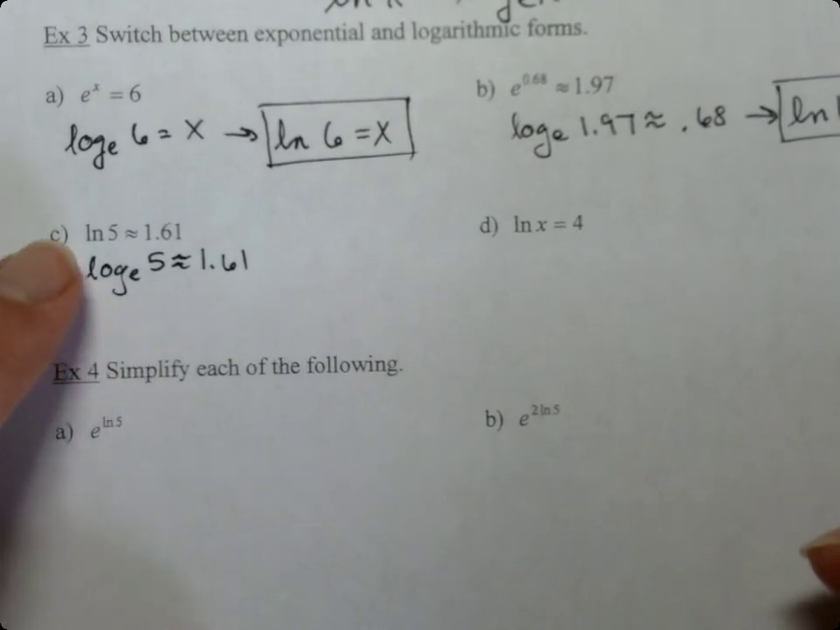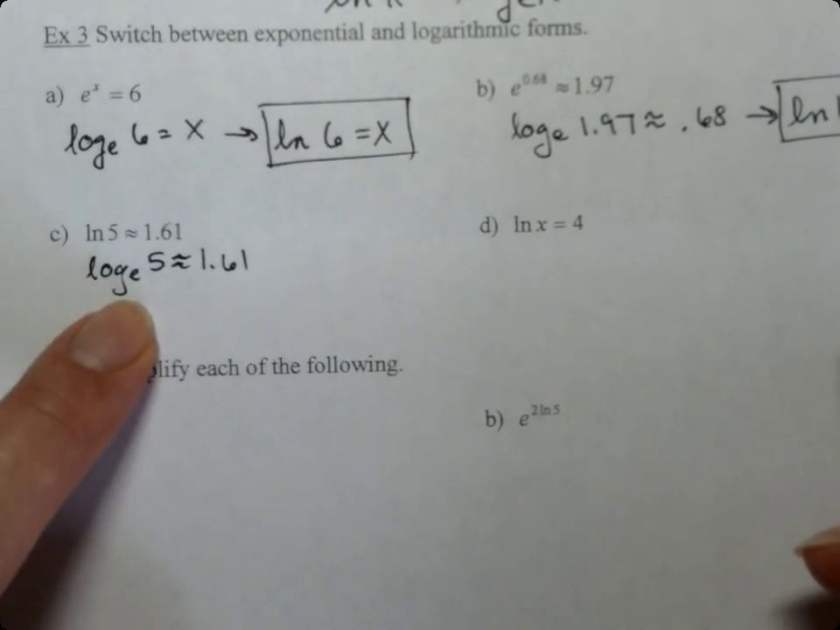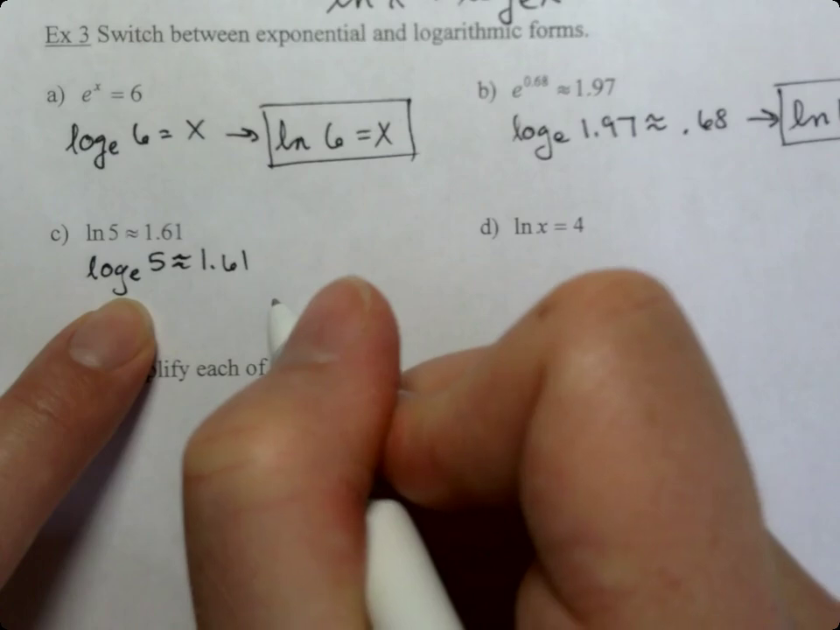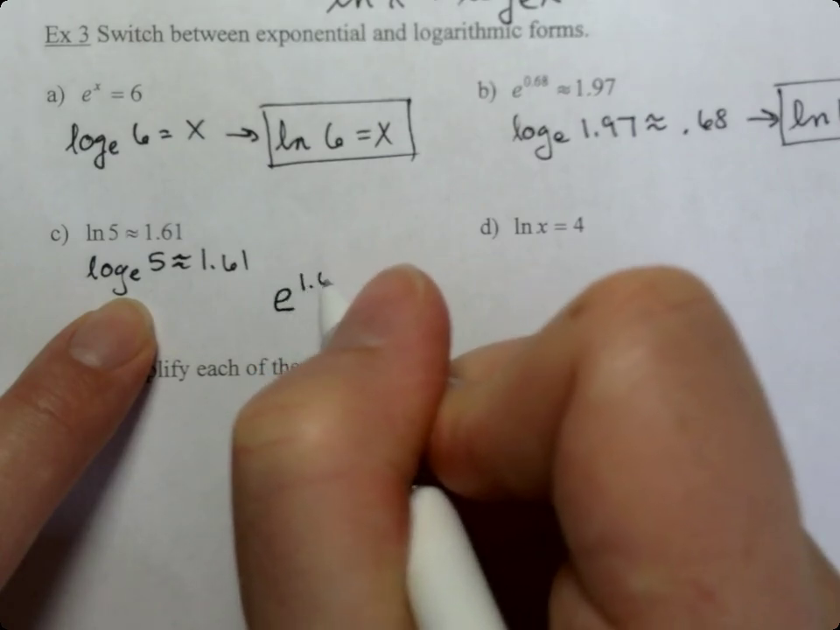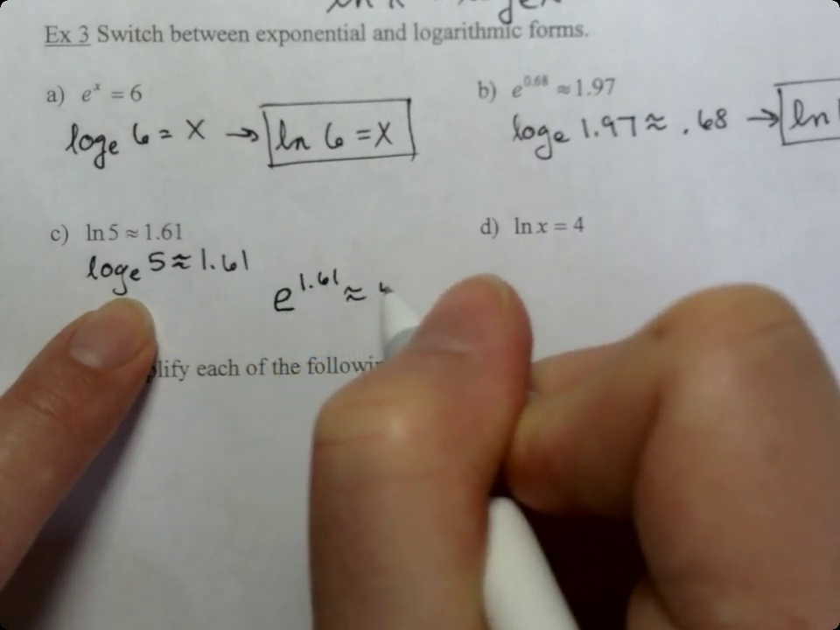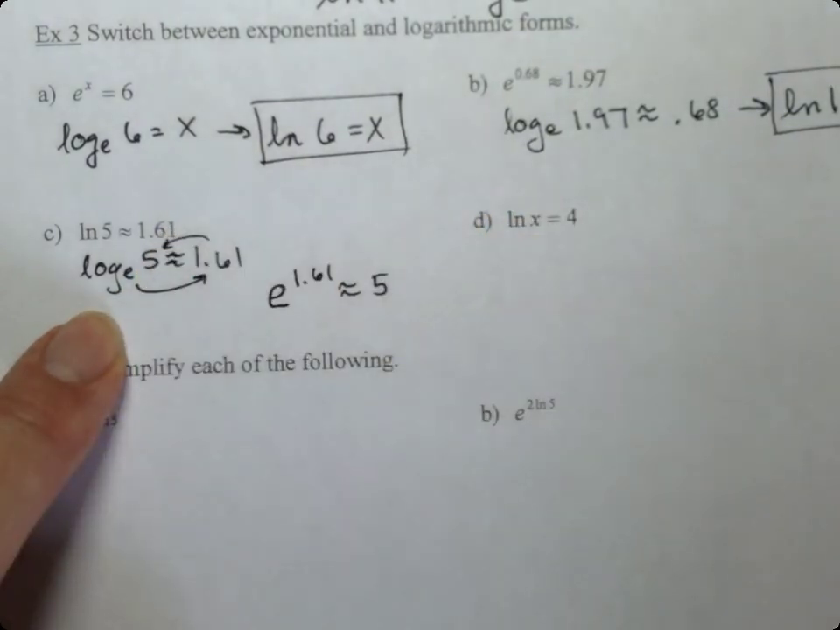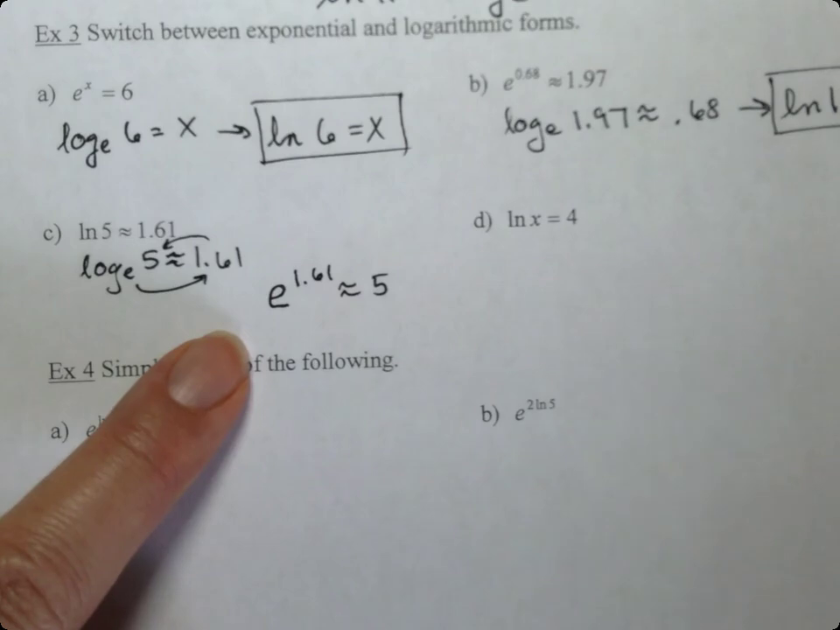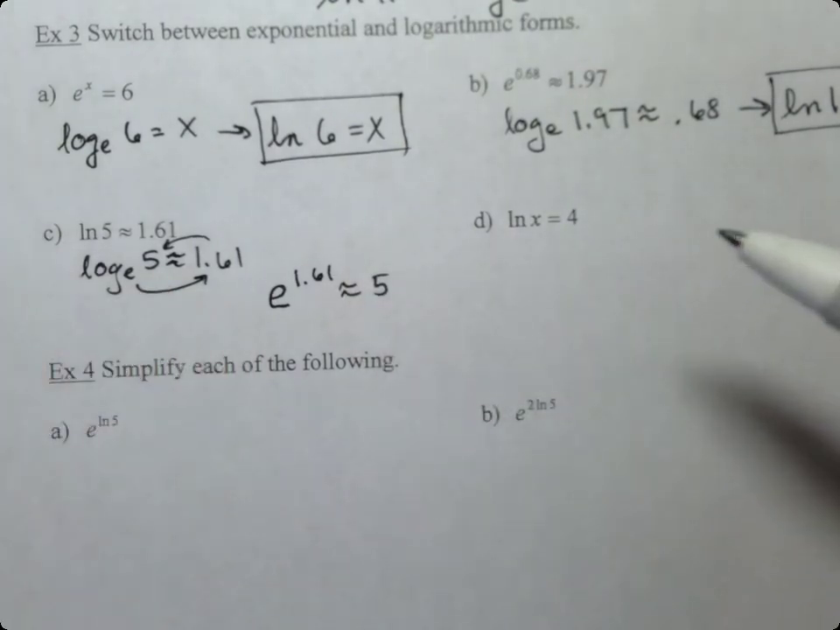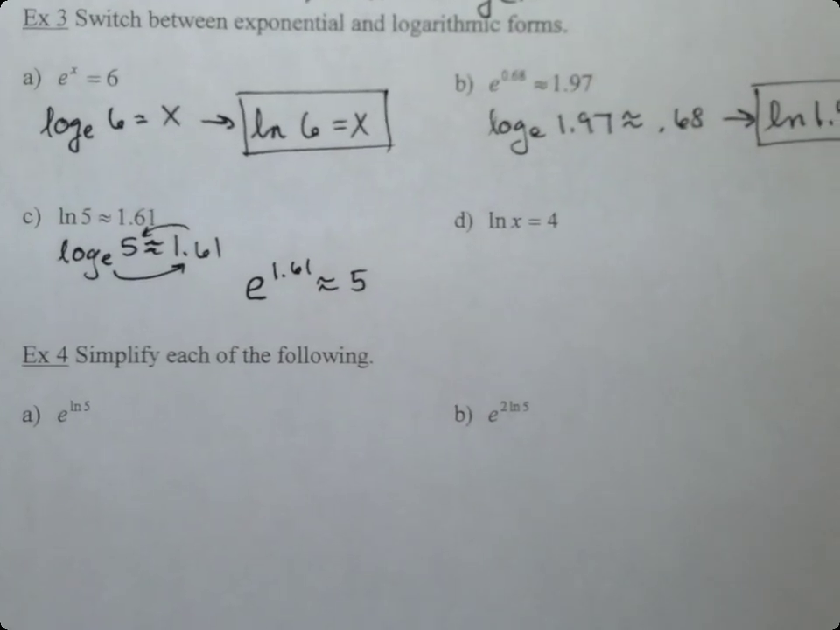Okay, so I expanded my natural log to be log base e. If that helps you, use it. So that's e to the power of 1.61 is approximately 5. See, e to the 1.61 is 5. If we type that in the calculator, we'd get really close to 5, but not exactly 5. Okay, you change the next one.